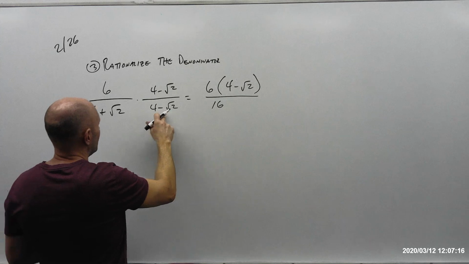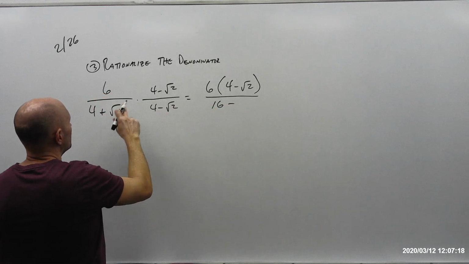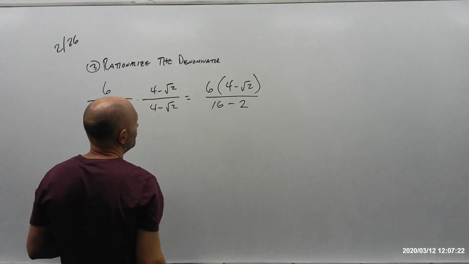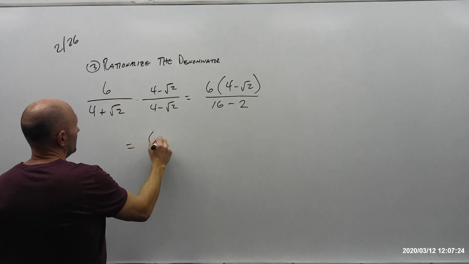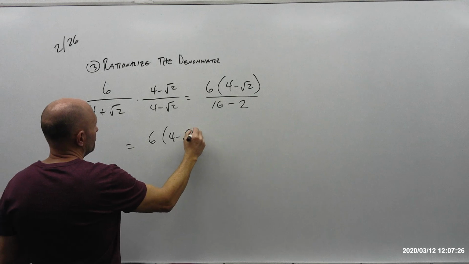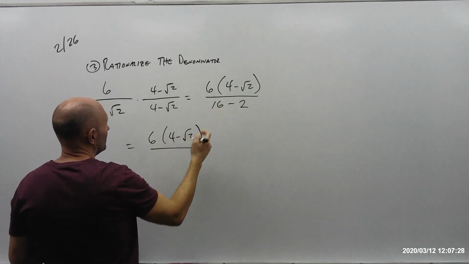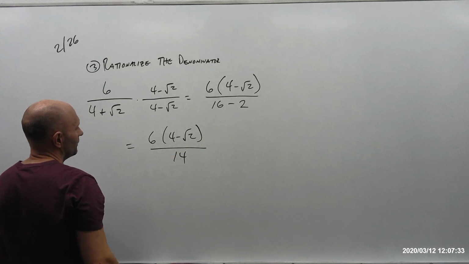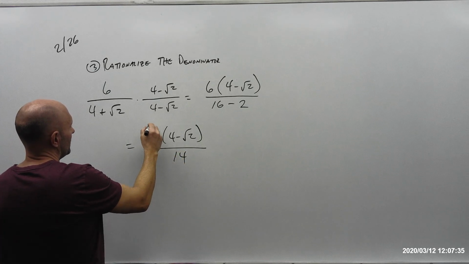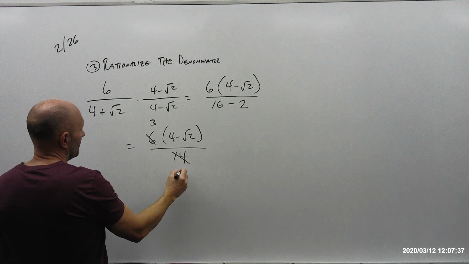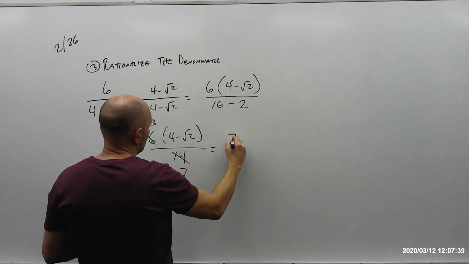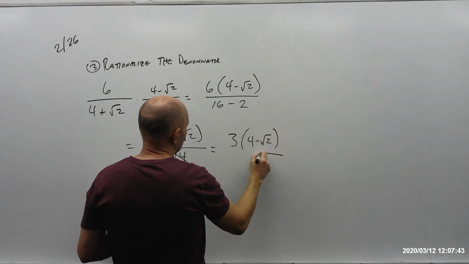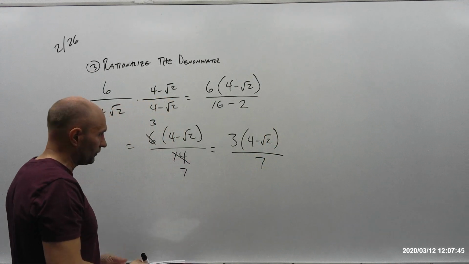And then positive times negative is negative. Square root of 2 times square root of 2 is square root of 4, which is just 2. So we get 6 times 4 minus root 2 all over 16 minus 2, which is 14. Here I can divide this by 2, it gives me 3. Divide that by 2 gives me 7. So my final answer is 3 times 4 minus root 2 all over 7.